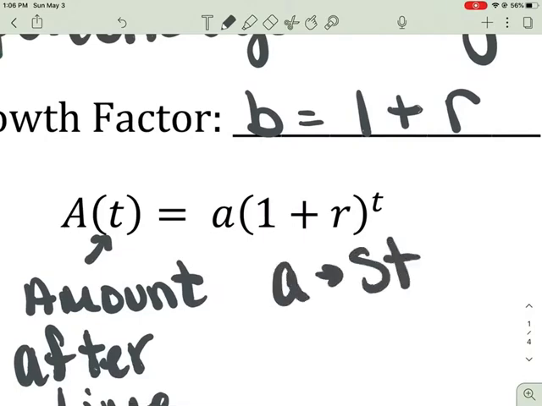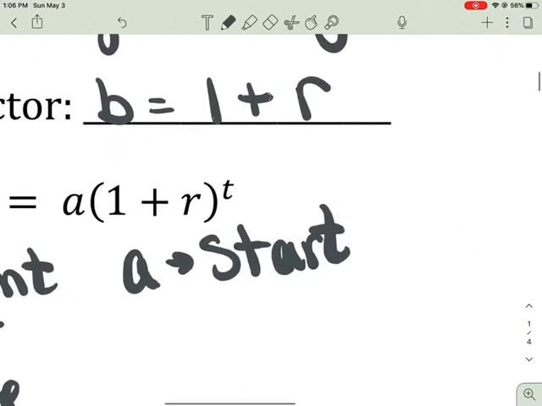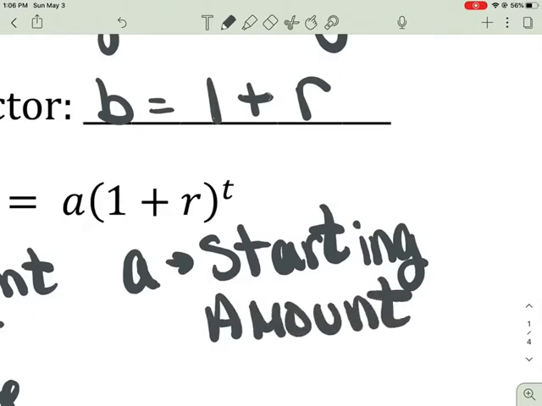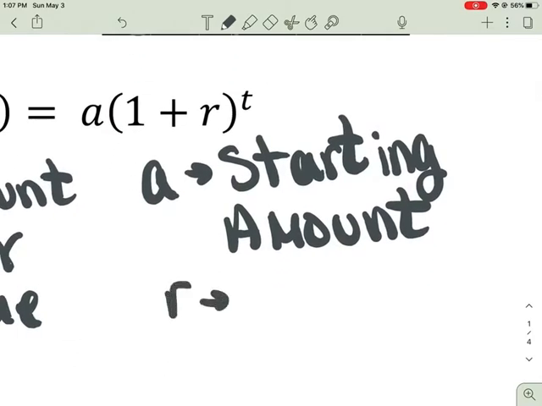A is your starting amount. So if you have $100 in a bank account, that would be A. Or if we had a population of 50 fish, that's your starting amount. So whatever your starting amount is, that is A. Think of it as where the graph crosses the y-axis. That's when, sorry, the time is 0, not B is 0. The number of years would be 0. That's your starting position.